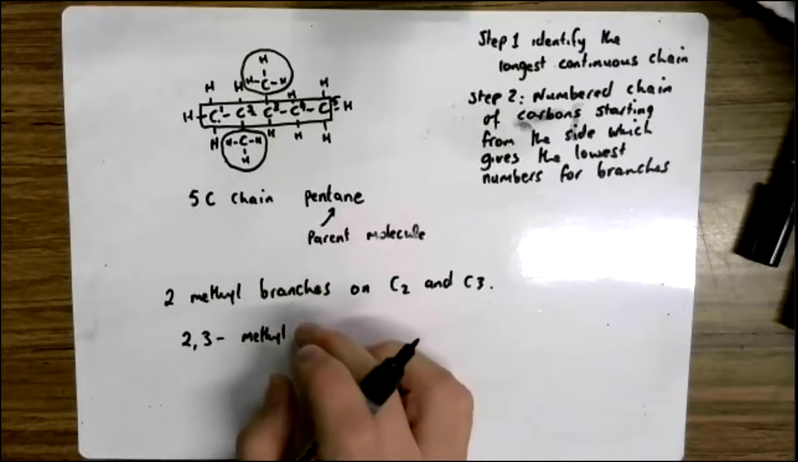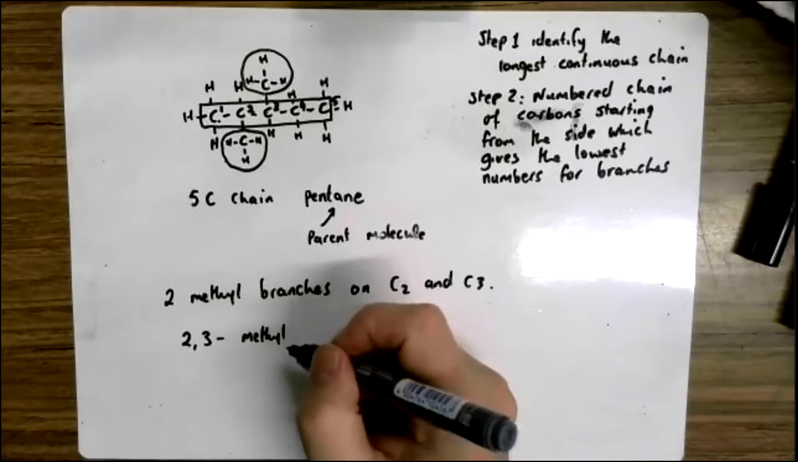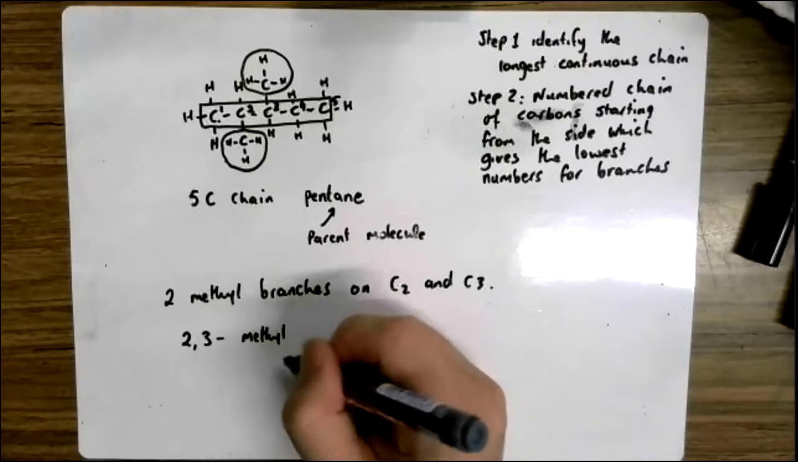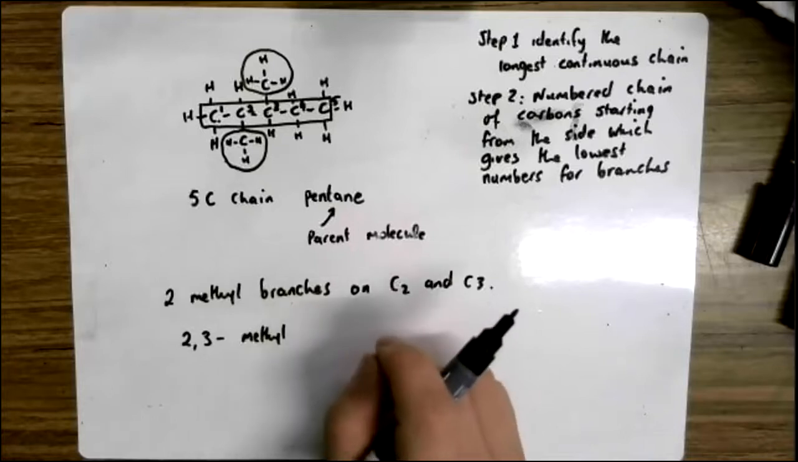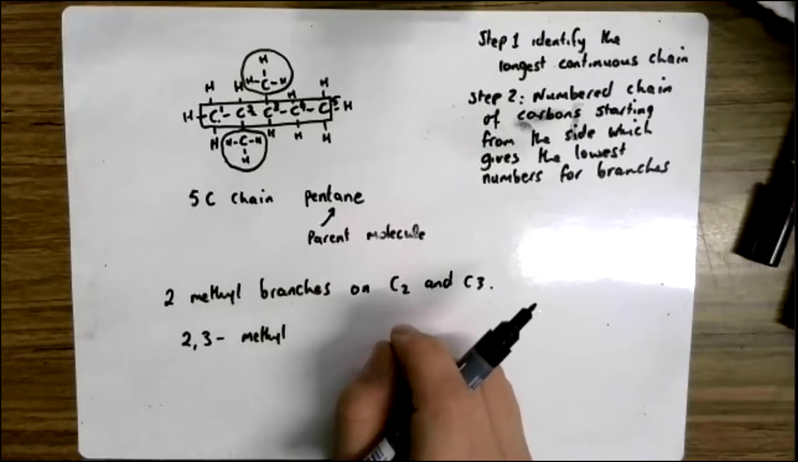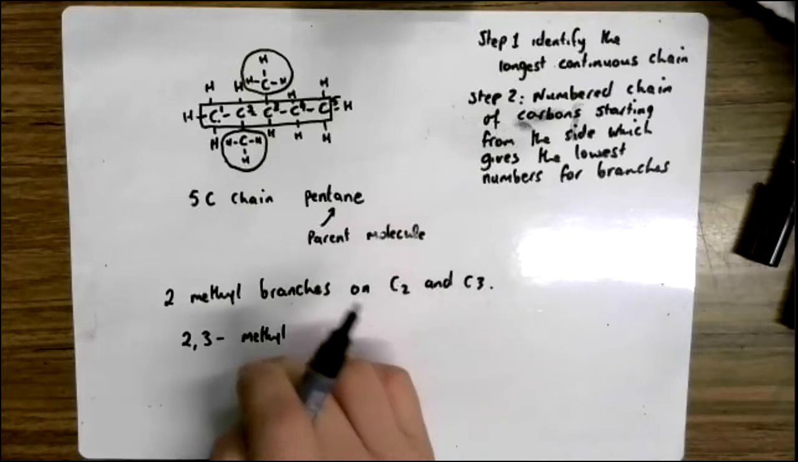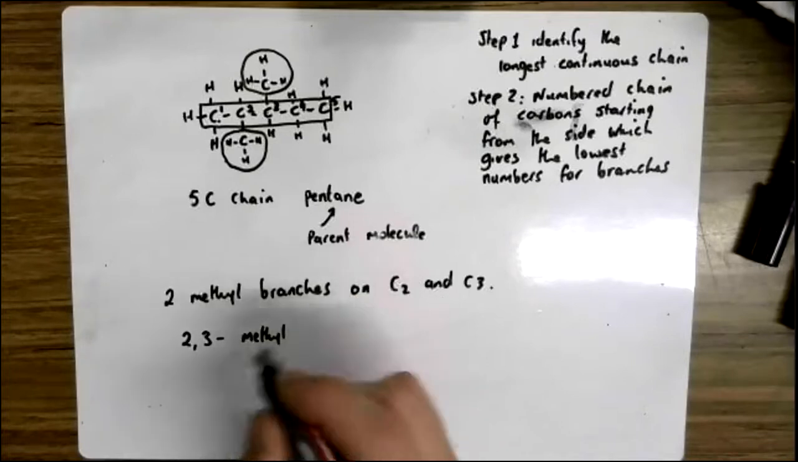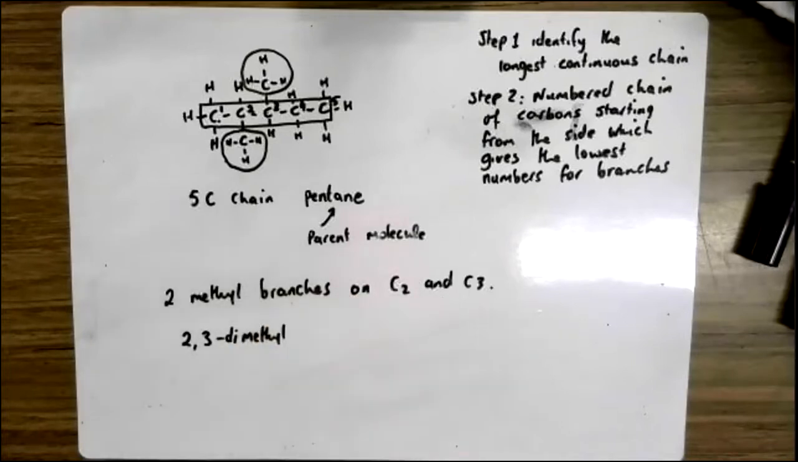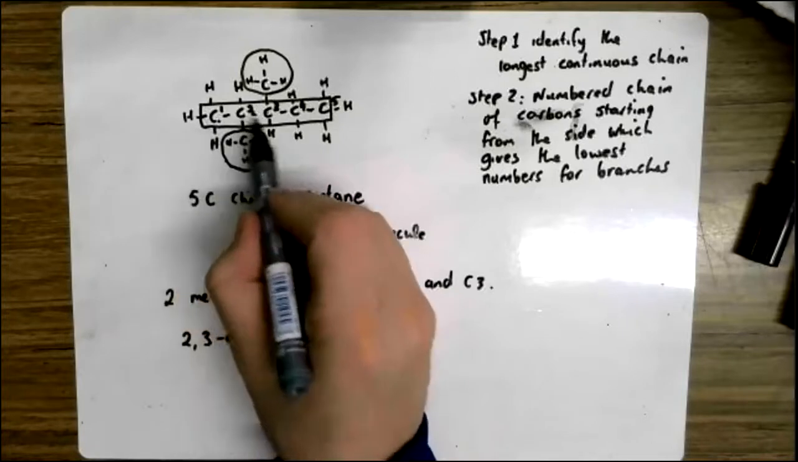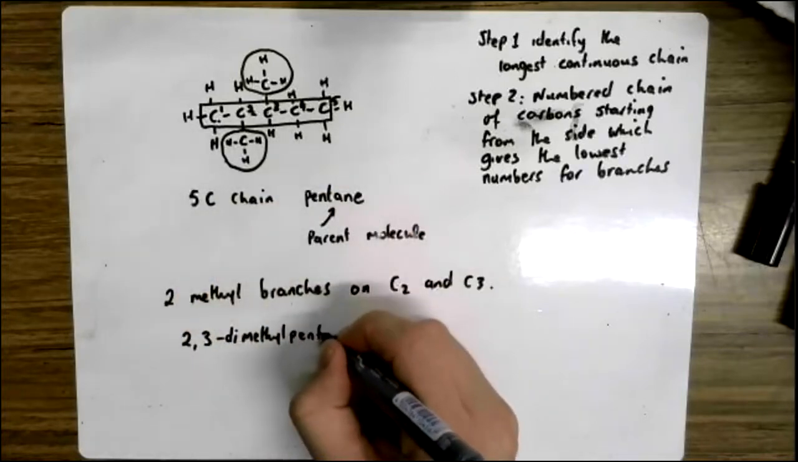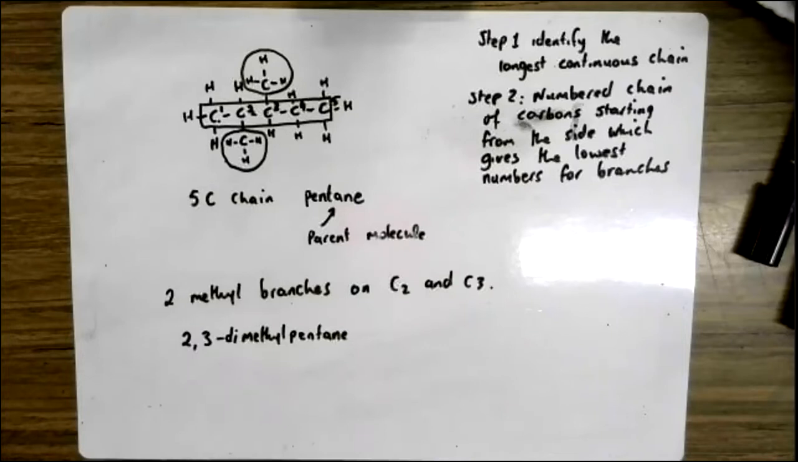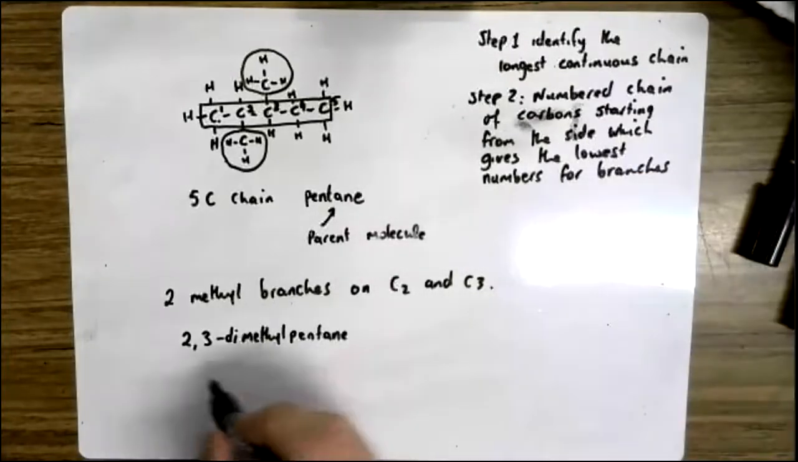Now, I explained to you before on the previous slide, what happens if we've got 2 of these? We've got 2 methyl groups. We put something in front of the methyl to show that there are 2. I want you to speak to your screen. What do we put before methyl to show that there are 2 of them? I'm hoping that you said dimethyl. So 2, 3, dimethyl, and then we put the parent name. The parent name of this is 5 carbons, it's pentane. So 2, 3, dimethyl pentane. Okay, so that's the name of this compound.